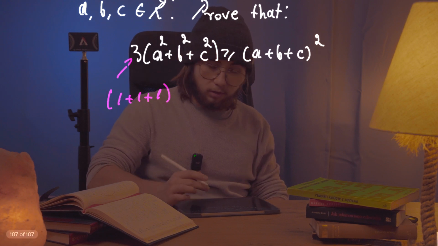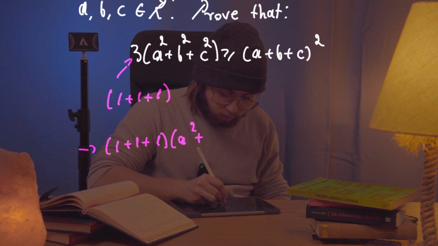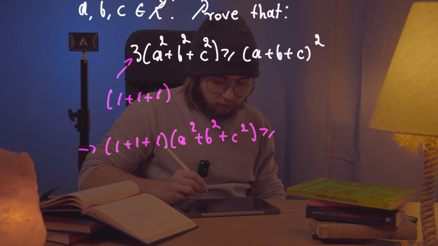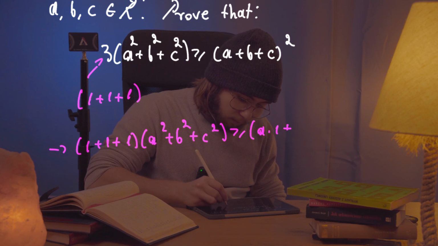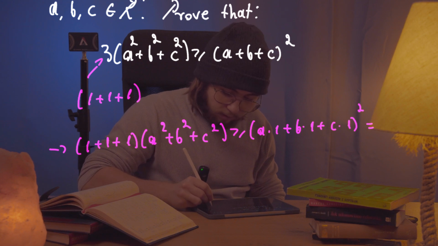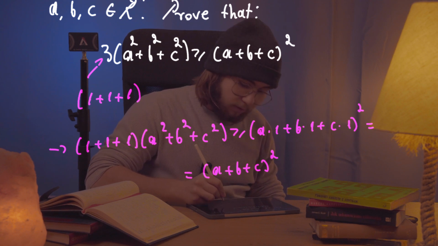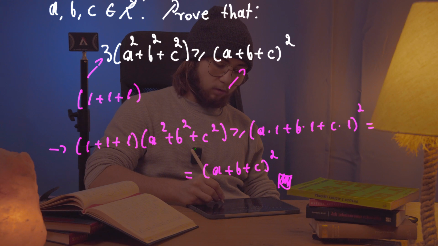So let's try and do this. I would like to rewrite this 3 as, once again, 1 plus 1 plus 1. And then I would like to also write this a squared plus b squared plus c squared right over here. Well, by the Cauchy-Schwarz inequality this is going to be greater than or equal to a multiplied by 1 plus b multiplied by 1 plus c multiplied by 1, everything squared, but this thing is just equal to a plus b plus c, everything squared, just exactly the same thing as we had right over here, and so our inequality is nicely proven.